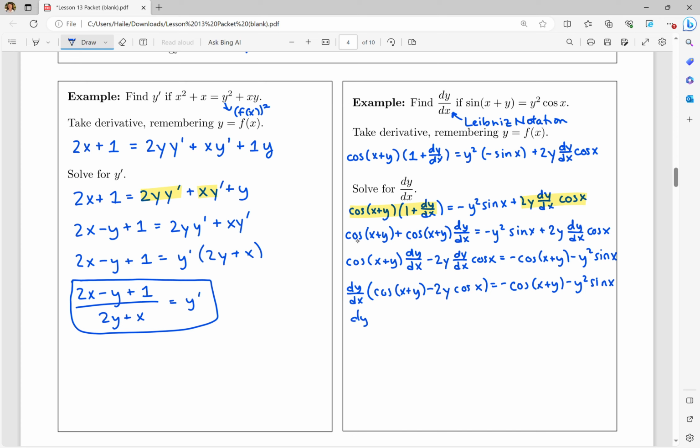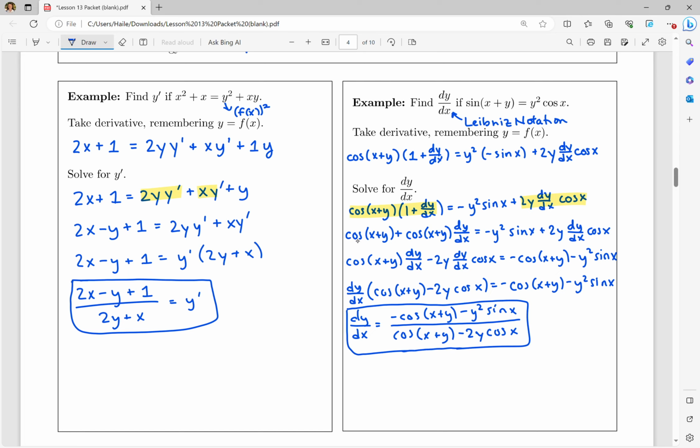So I have dy/dx is equal to negative cosine(x plus y) minus y squared sine of x, all over cosine(x plus y) minus 2y cosine x. And this is my implicitly solved for derivative.